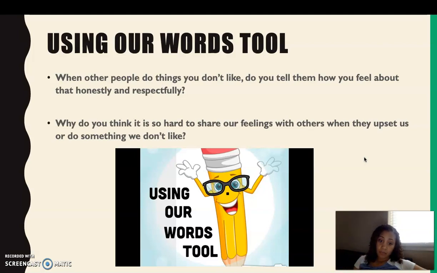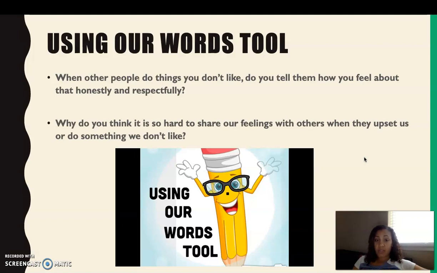to use your words. So you might be thinking now, well, Miss Mori, what are some ways that I can use my words? Okay. Well, let's see. When other people do things that you don't like, think of anything. It could be someone taking a pencil off your desk without asking. It could be your sister or brother bursting into your room without knocking. Do you tell them how you feel about that honestly and respectfully?